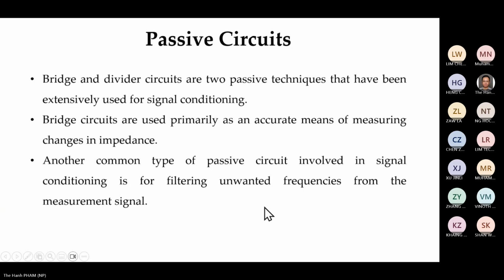Right. Now the first part is we're looking at the passive circuit. For passive, I think you have learned it in other modules as well. We are looking at the circuits of R, L, and C, right? So when we talk about active circuit, the typical example is the op-amp, right? Op-amp.